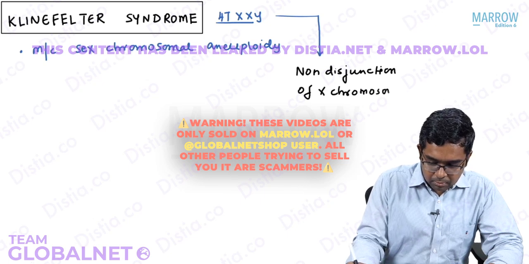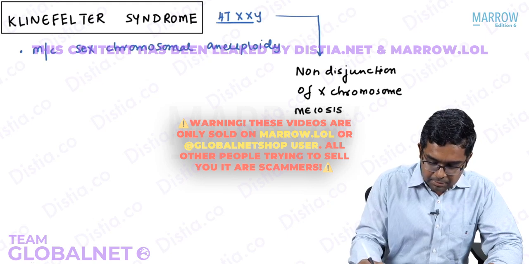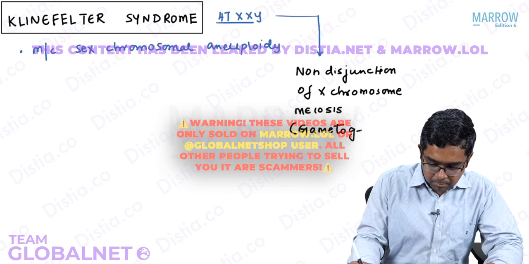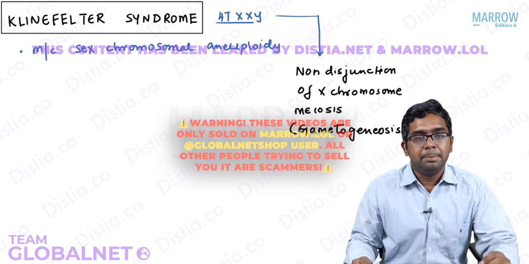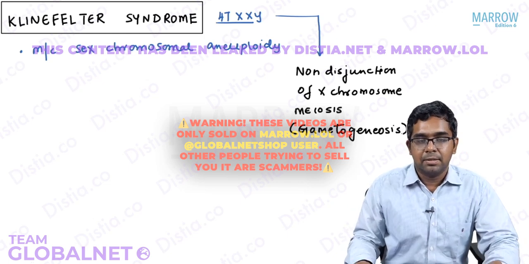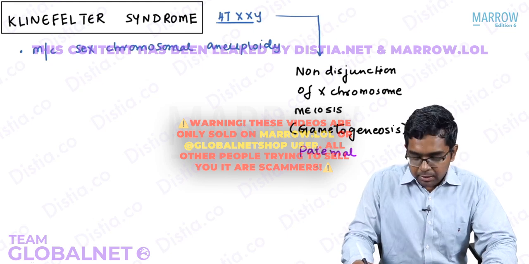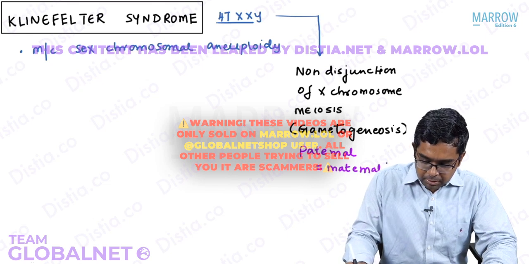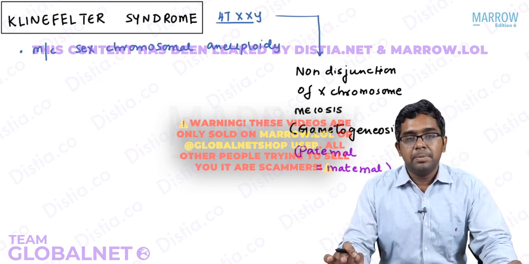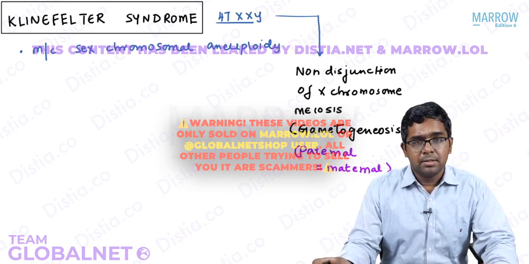during meiosis. This happens at the time of gametogenesis. This gametogenesis could be either in the paternal side or in the maternal side. Okay, it is noted that both paternal and maternal defects are equally contributing to this particular condition. Okay, so 50% of the cases it is a paternal defect and 50% of the cases it is maternal defect.